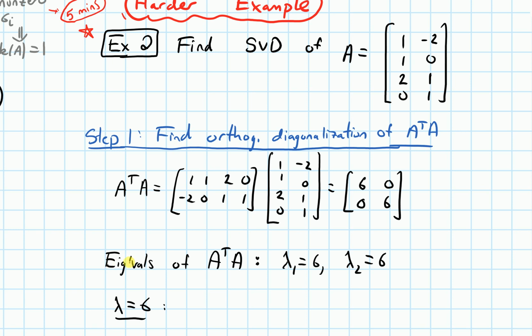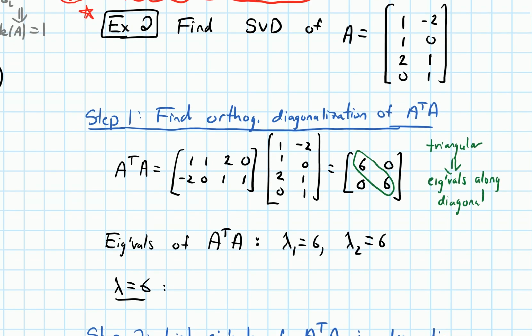So the eigenvalues, because this is triangular, in fact it's diagonal, are along the diagonal. That's why they're the 6. It's 6 and 6, it's repeated. So now let's find the eigenvectors.